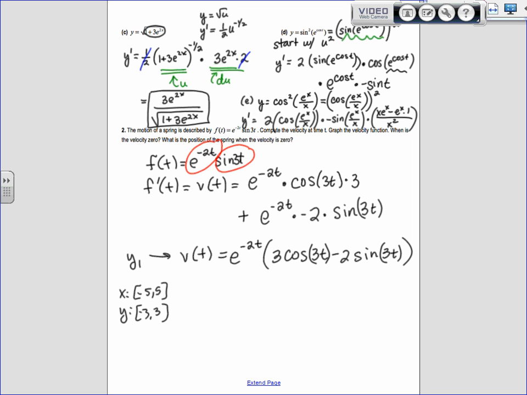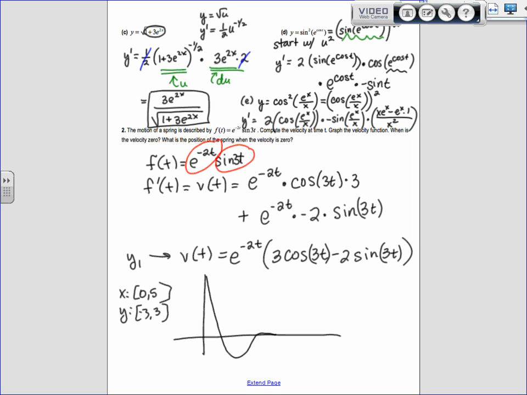Actually, I lied. Let's do 0 to 5, because we're not worried about negative time, right? So let's do 0 to 5. So you end up getting a graph that looks like this. It comes down, it dips below the axis, and then it goes a little bit above, and we don't really know what's happening there. Okay, so it's going a little bit above. Do you guys have that?